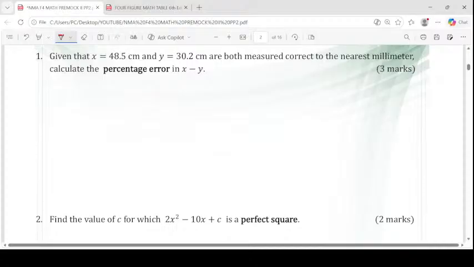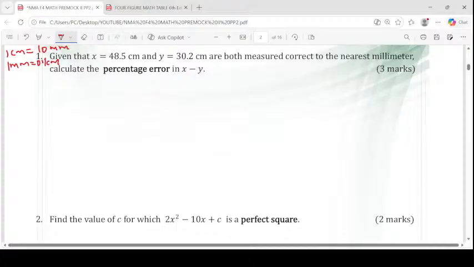That's what you need to know, because 1 centimeter is equal to 10 millimeters. So when they talk about the nearest millimeter, that means 1 millimeter is like saying 0.1 centimeters. That is, in other words, to 1 decimal place.